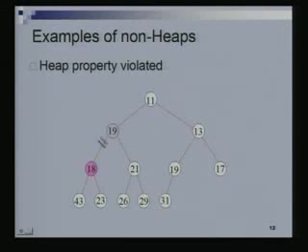So, let us look at examples which are not heap. This is not a heap, because if you look at this node, we require that it have a priority at least as large as the priority of its parent, but its priority is 18, its parent's priority is 19. So, this violates the heap property.